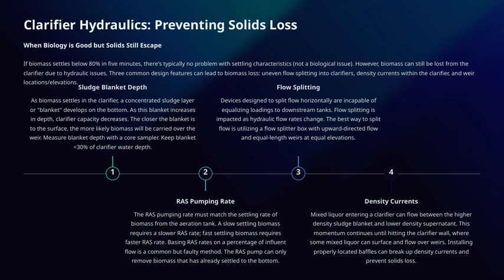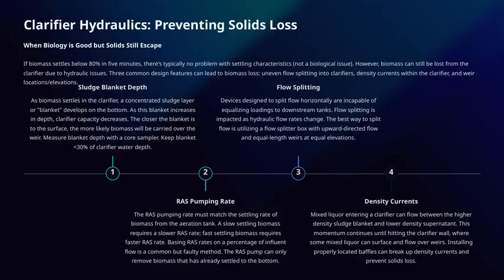Moving on to flow splitting. Devices that split flow horizontally often can't evenly distribute flow to downstream tanks, especially when flow rates change. The best method is to use a flow splitter box designed with upward-directed flow and equal-length weirs at the same elevation. This setup helps maintain a balanced load and prevents solids from being carried away.